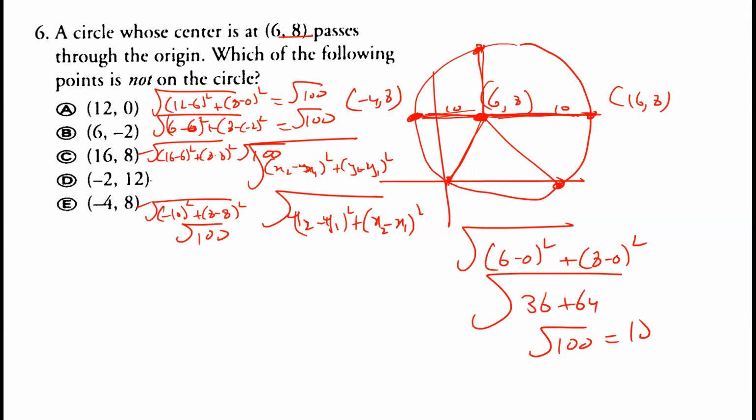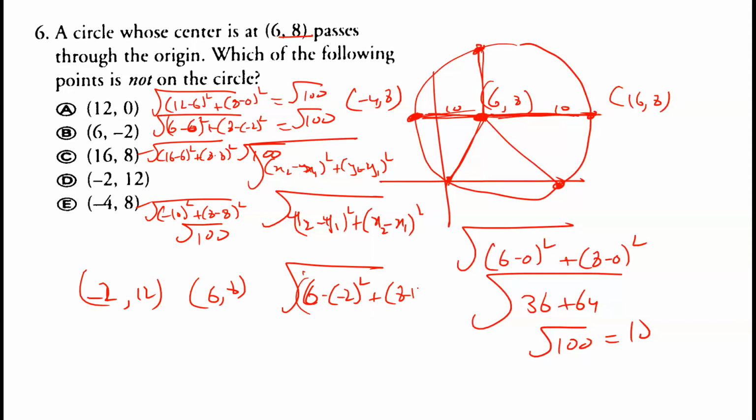Now minus 2 and 12, and 6 and 8. Now this would be under root (6 minus 2) square plus (8 minus 12) whole square. So 6 minus 2 is 8, so this would be 64. Plus 8 minus 12 is minus 4, and 4 squared is 16. So 64 plus 16 is under root 80. It is not under root 100. So this cannot be the right answer. So option D is the correct answer, that this will not lie on the edge of the circle.